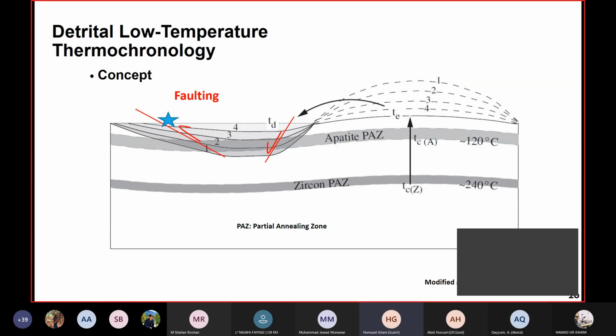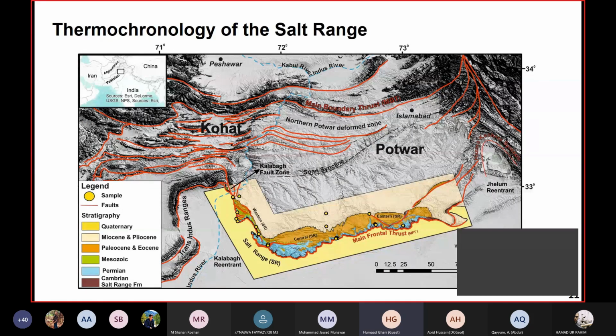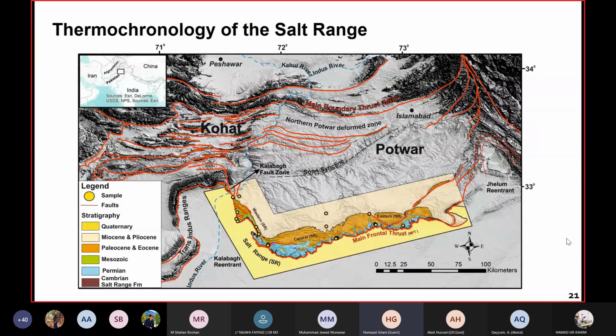thrusting in this region. So what I did is that I have collected samples from all this area in the Salt Range, from the eastern, central, and western Salt Range.